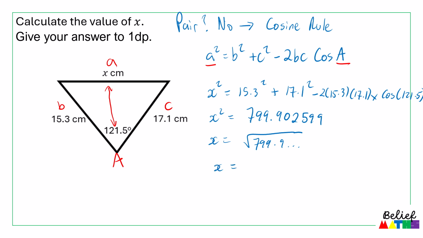So x is equal to 28.282, which continues, and then as the question asks for one decimal place, that's 28.3 centimeters. Now in this case, on your calculator, I would use the answer key, or the ANS key. What that allows you to do is just take this entire number and put it in there without having to type it all out again. So again, because we didn't have a pair, we use the cosine rule.